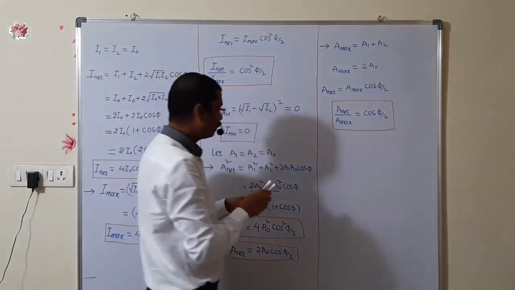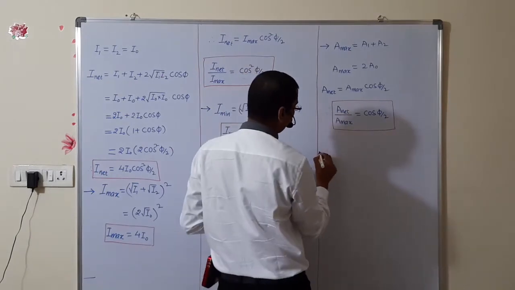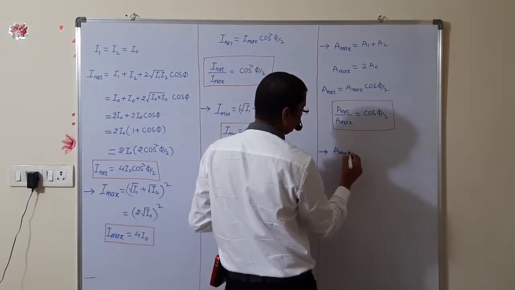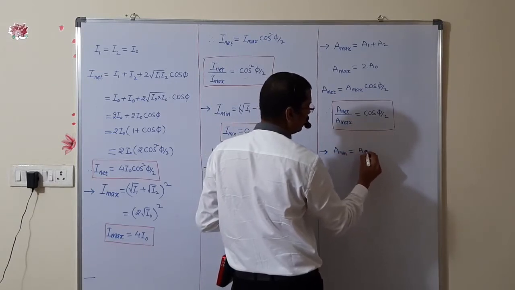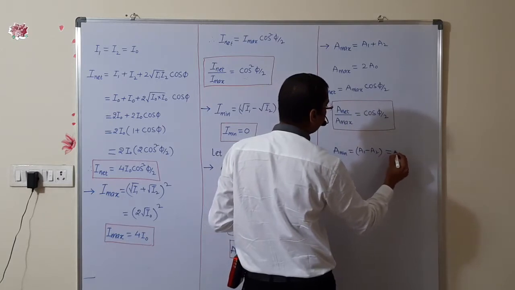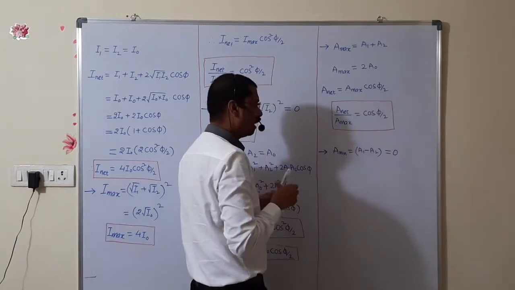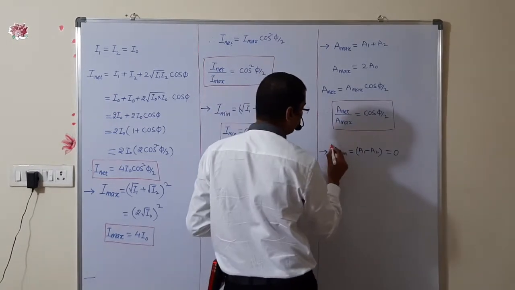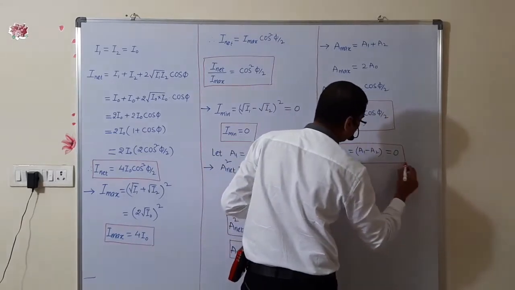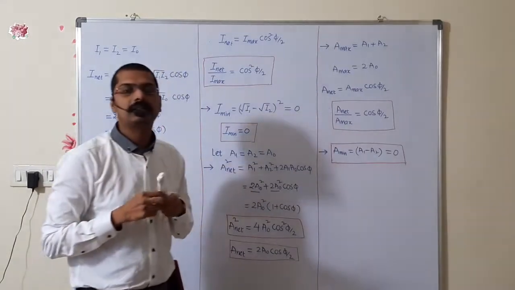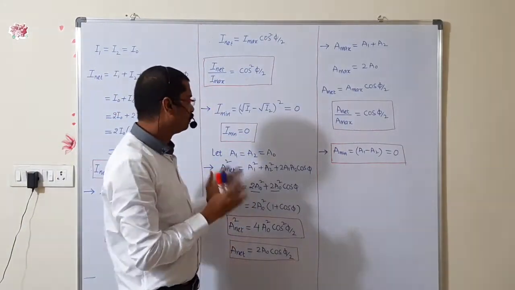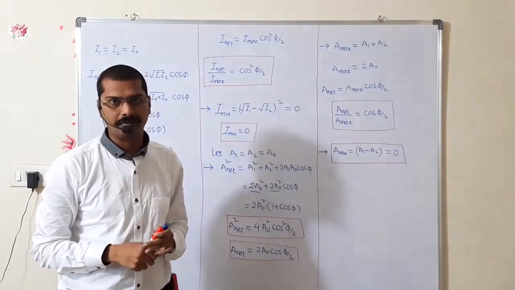Now similarly we can find A minimum also. A minimum is equal to A1 minus A2. A1 minus A2 means this value is 0. Whenever the two waves are identical, the minimum amplitude is always 0. These are all special cases for interference of light, and it is useful for all competitive examinations.